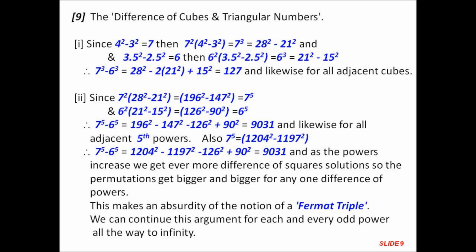The same can be repeated for the fifth and all subsequent odd powers. As the powers increase, we get ever more difference of square solutions, so the permutations get bigger and bigger for any one difference of powers. This can make an absurdity of the notion of a Fermat triple. We can continue this argument for each and every odd power all the way to infinity.